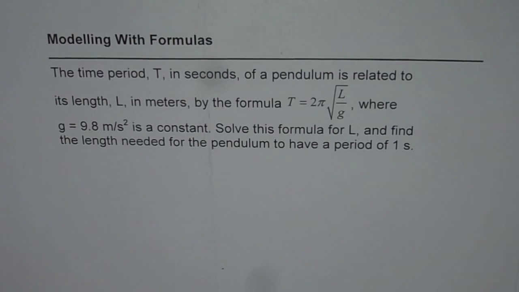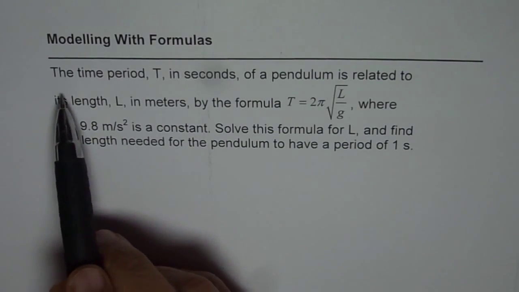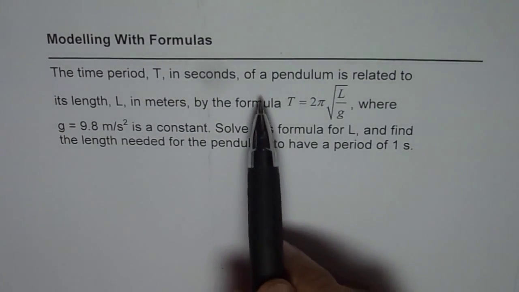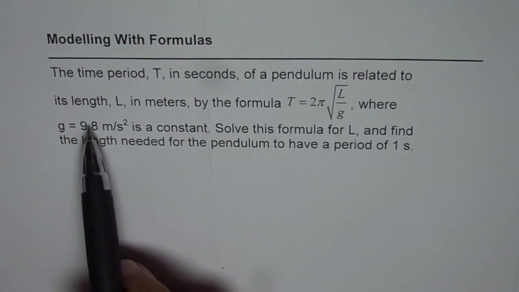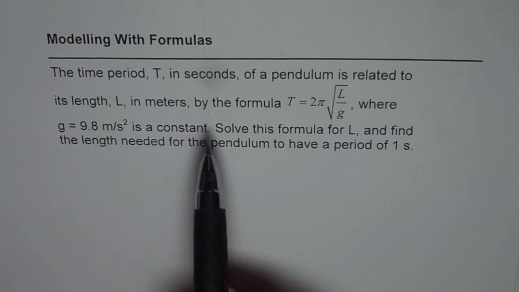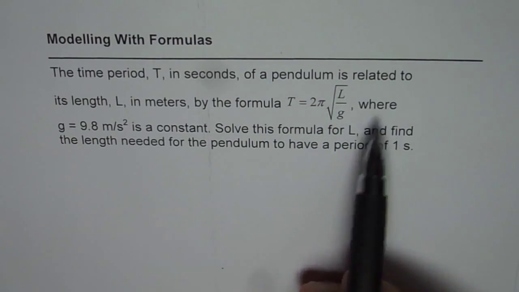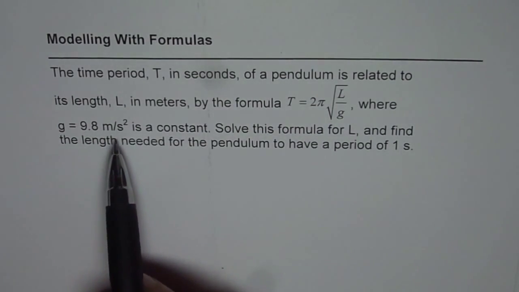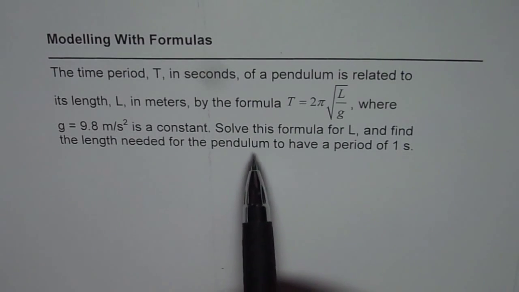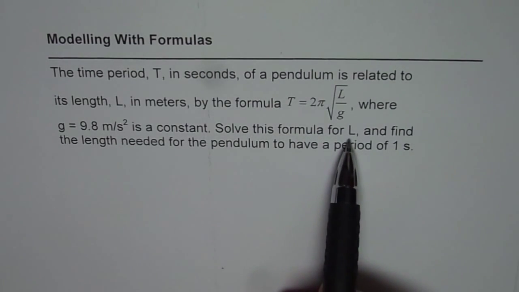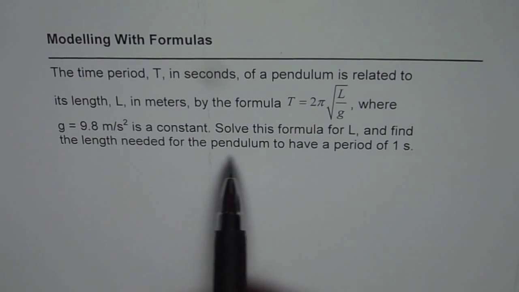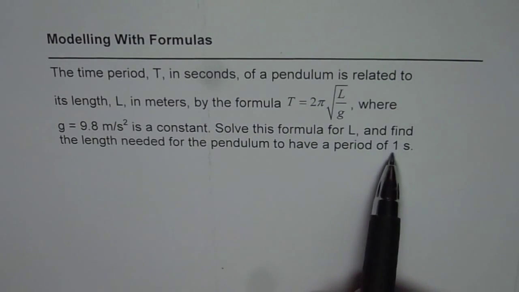Modeling with formulas. I'm Anil Kumar, and in this example we are going to explore a very important formula relating the time period of a pendulum. The question here is, the time period T in seconds of a pendulum is related to its length L in meters by the formula T equals 2 pi square root of L over G, where G equals 9.8 meters per second squared is a constant. Solve this formula for L and find the length needed for the pendulum to have a period of 1 second.